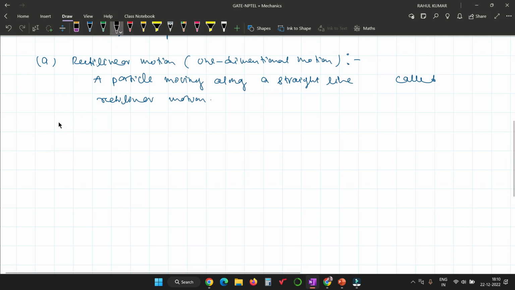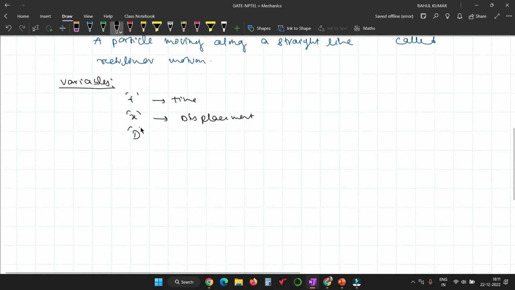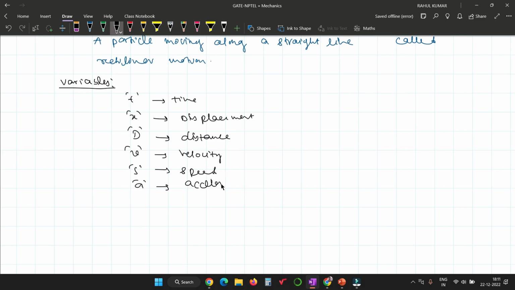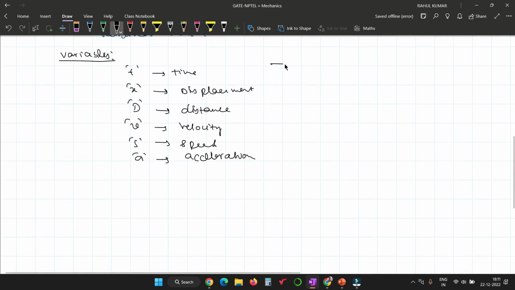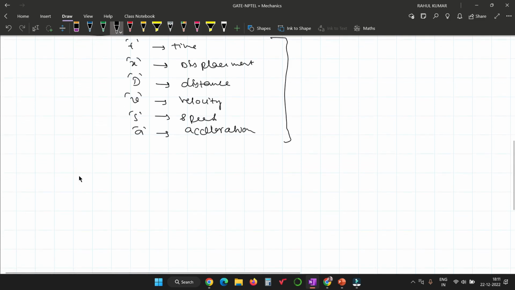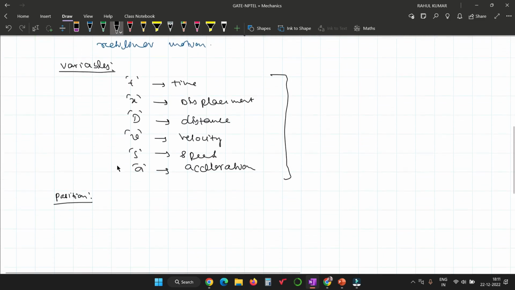What are the variables? Can you tell me? Position, speed, acceleration. Yeah. Time. So first is time, second is displacement, third is distance, and velocity, speed, acceleration. So these are the variables in rectilinear motion. So first let's discuss position. Tell me, what is position? I'm talking about rectilinear motion.